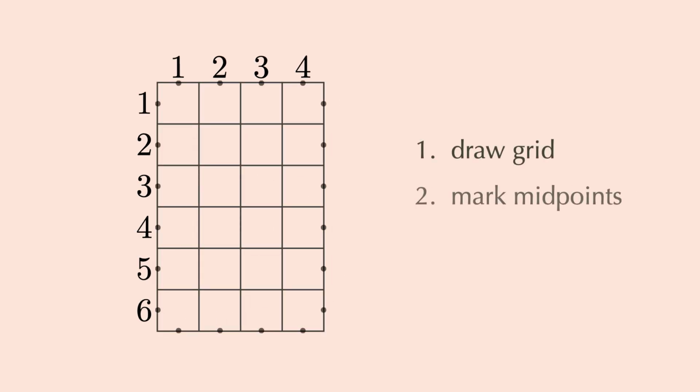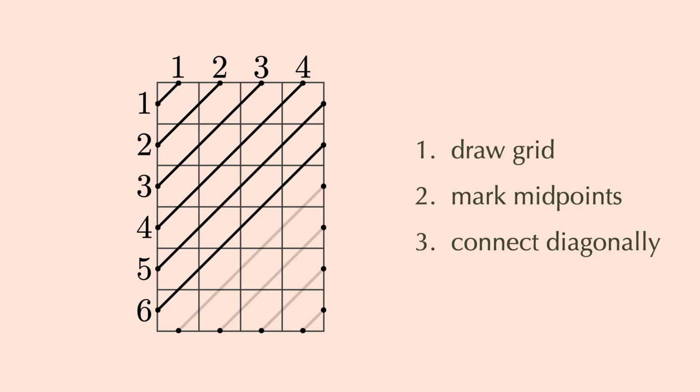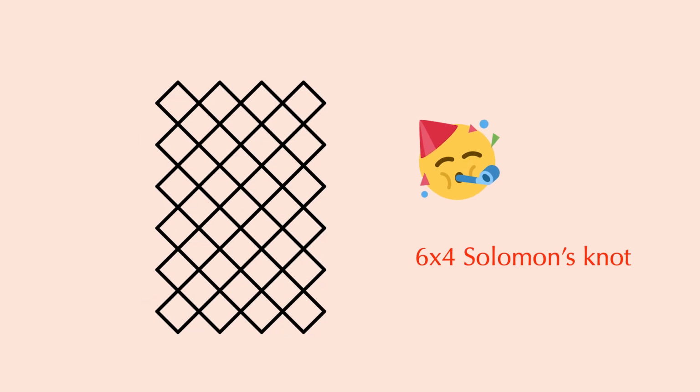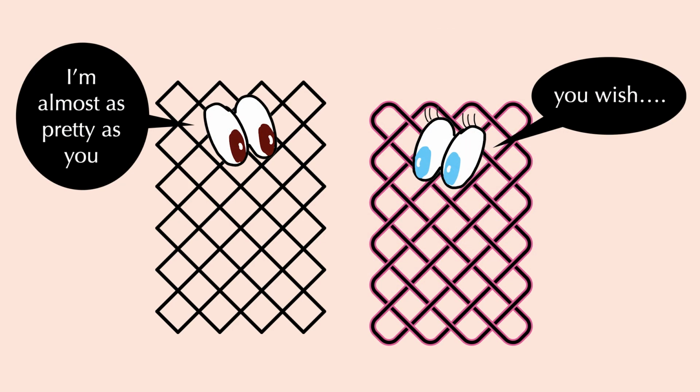We mark the midpoints of each of the border segments, and then we just start connecting these midpoints diagonally. First this way, and then the other direction. And voila, now we have the original knot. Okay, minus the pretty lacing, but as we said, that's not important here.